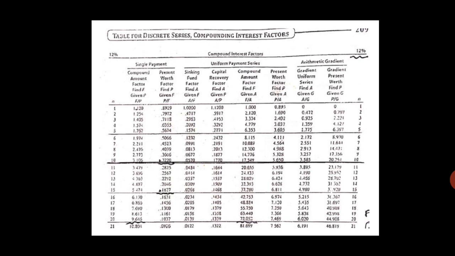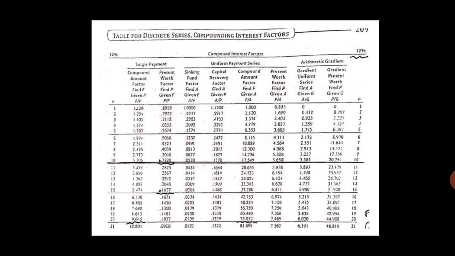So find F when P is given. Now I know P is 20 lakhs, whatever I am investing today. So after 20 years, how much will it become? I know P, so the factor F by P is 9.646. I have underlined it; you can see 9.646. So for a single payment P, I have given 20 lakhs now, so I have to use the compound amount factor to find F. The factor is 9.646.